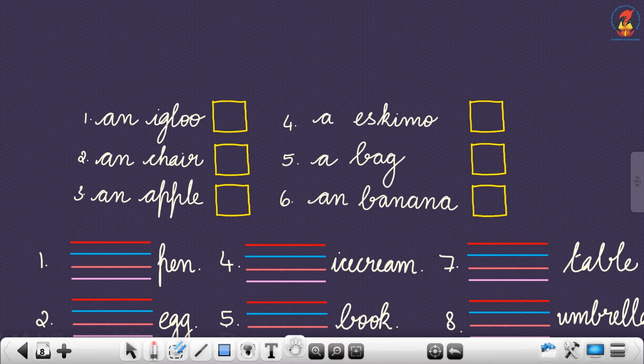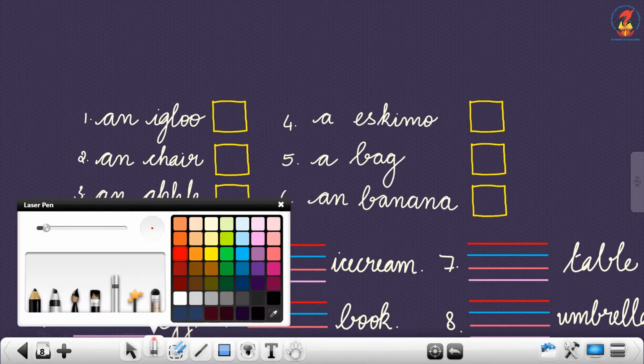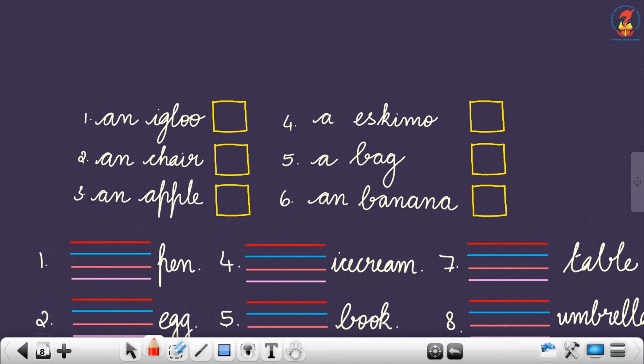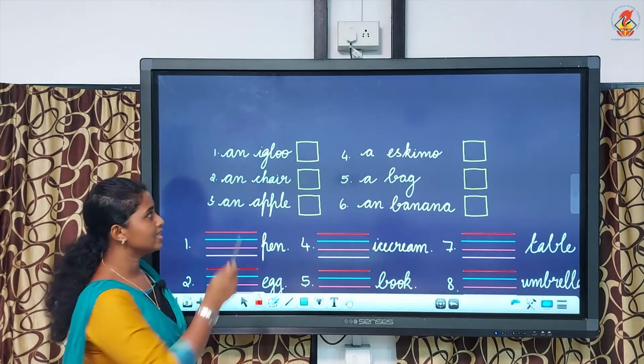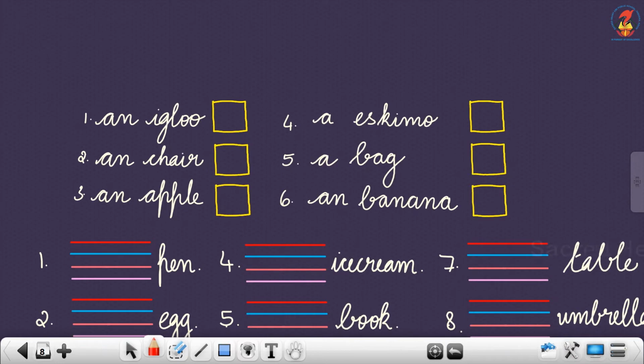Okay, so the first word is an igloo. An igloo. Igloo is a noun, and look, children, is it beginning with a vowel sound or consonant sound? Igloo is beginning with the letter I, isn't it? I is a vowel, and if the noun is beginning with a vowel sound, you should write the article an. So is it correct or wrong? Correct. So what you have to do? You have to put a tick mark. Okay? Have you done it?